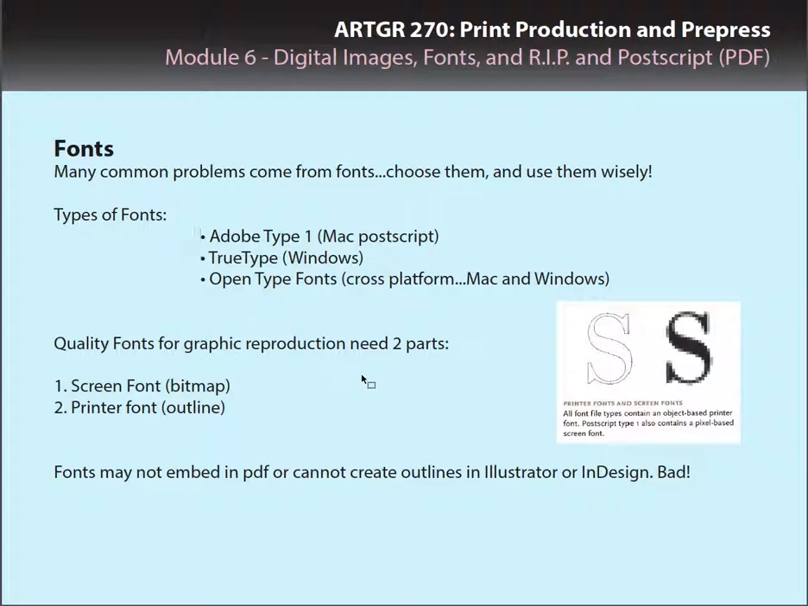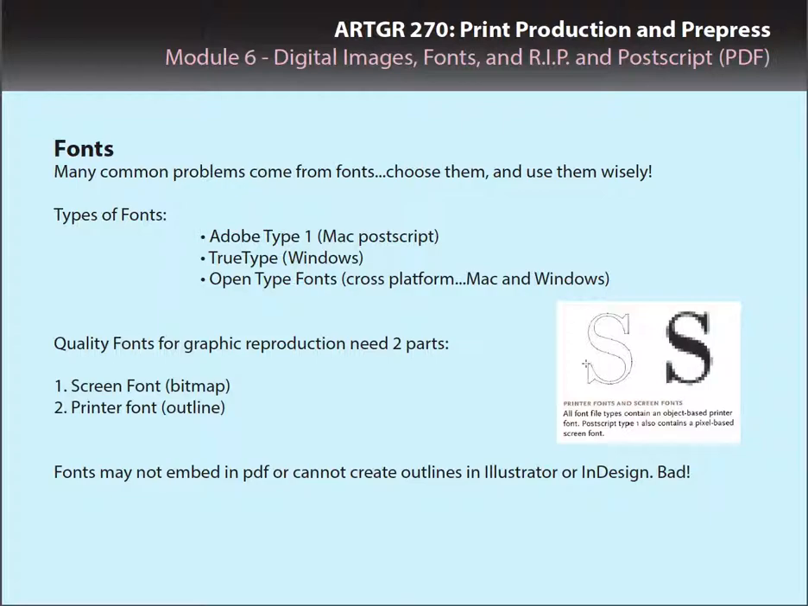One way to make sure that you have a quality font is that it will have 2 parts to it. It'll have a screen font, which is the bitmap version. So here on this right-hand side, there's a pixelated version, the pixel version of the font, and then a printer font, which is an outline, a vector version of the font. So they have the screen font for showing you that font on the screen. And the printer font is what gets sent to the commercial printer so that it can create those fonts as smoothly as possible when it goes through the rip.